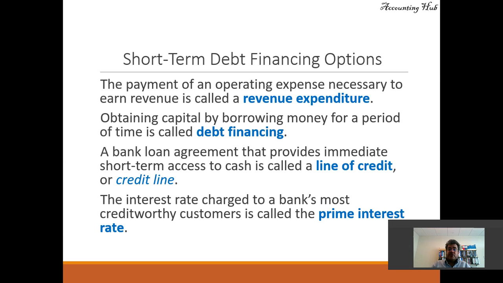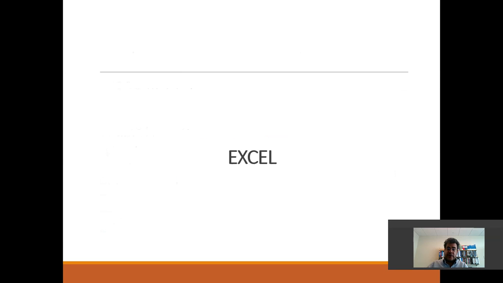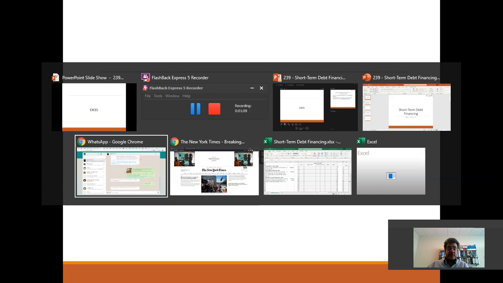The payment of an operating expense necessary to earn revenue is called a revenue expenditure. Obtaining capital by borrowing money for a period of time is called debt finance. A bank loan agreement that provides immediate short-term access to cash is called a line of credit or credit line. And the interest rate charged to a bank's most credit-worthy customer is called the prime interest rate. So let's go to our Excel file and see how it works.